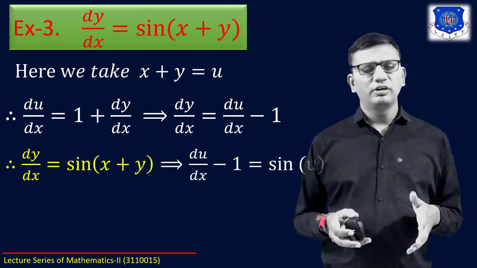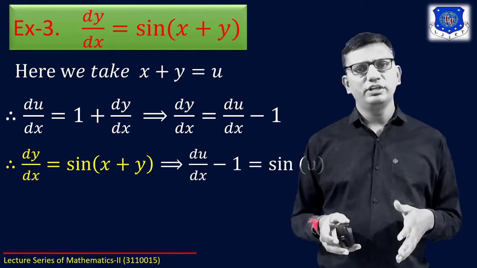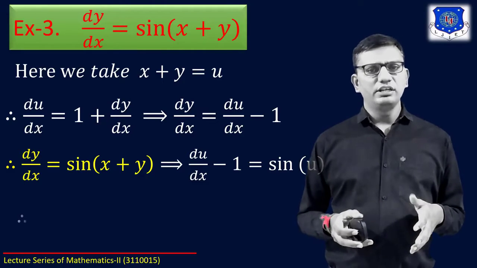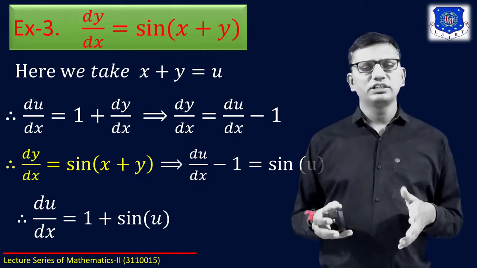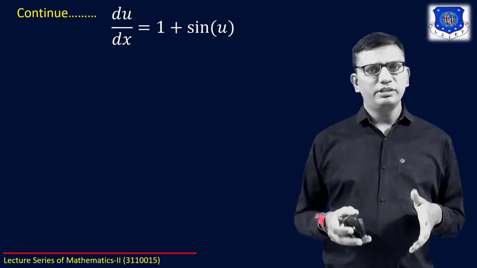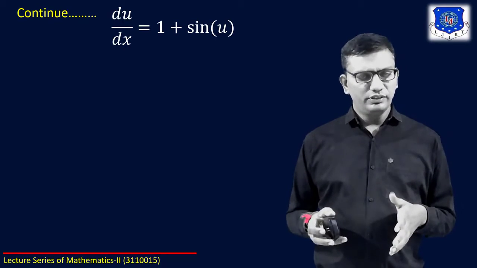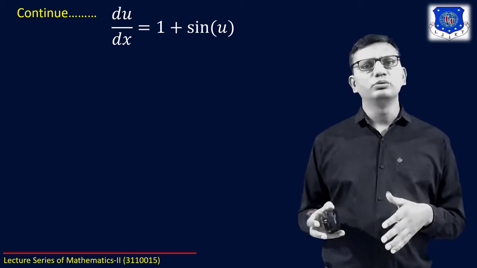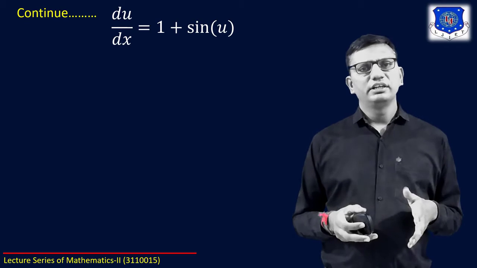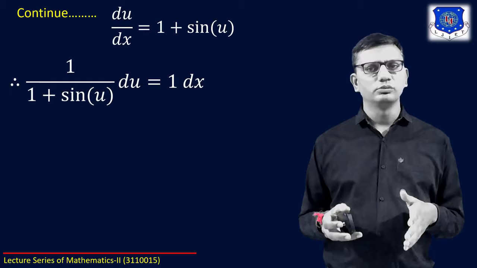After putting the value of dy by dx, we get du by dx minus 1 equal to sin u, where we put x plus y equal to u in the differential equation. Then we get du by dx equal to 1 plus sin u. Now we convert all the functions of u to the left hand side, because we have du on the left hand side. Therefore, it can be rewritten as 1 upon 1 plus sin u du equal to 1 dx.